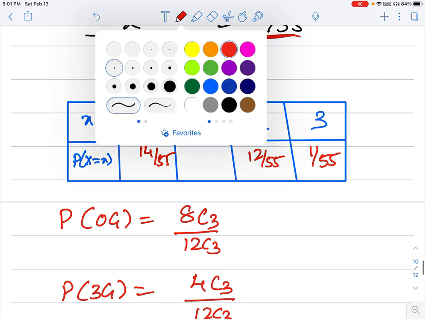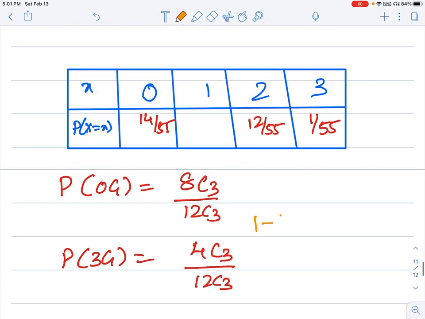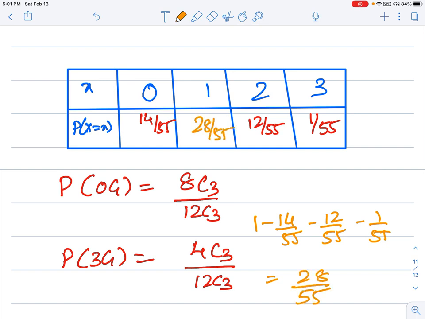Now I want to know the remaining part. So what can I do? 1 minus 14 upon 55 minus 12 upon 55 minus 1 upon 55, which becomes 28 upon 55. So that's going to be the answer for 1 green.